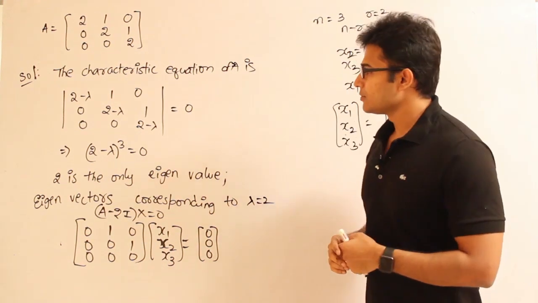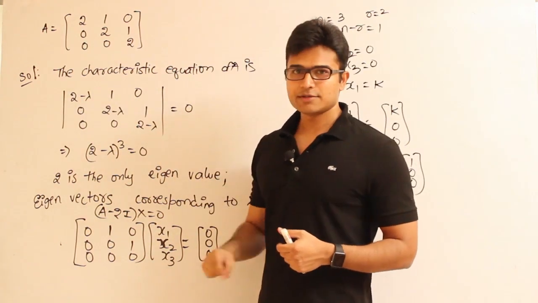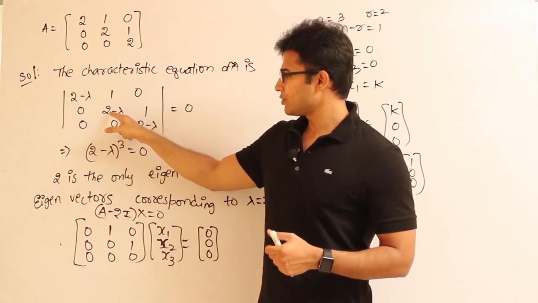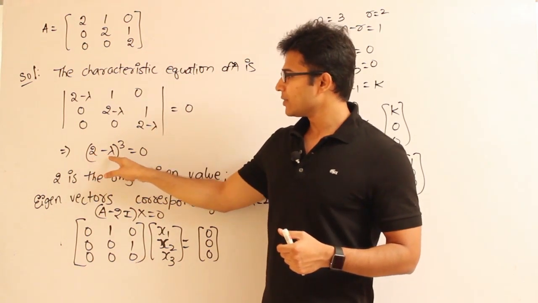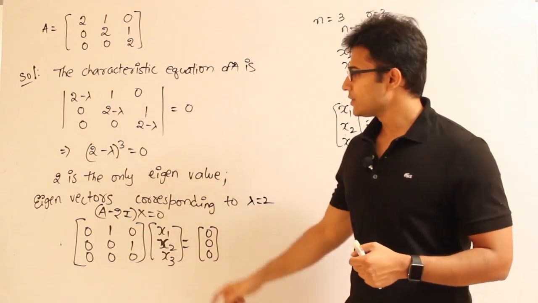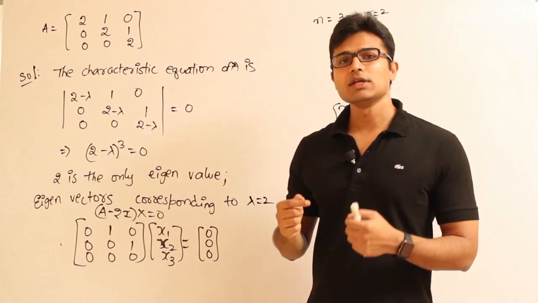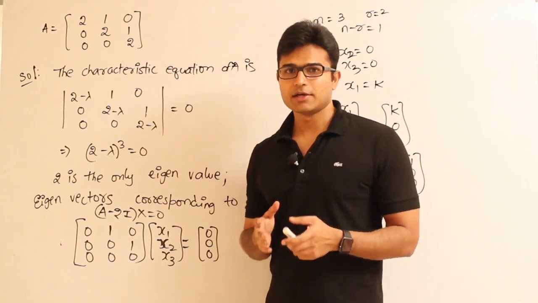determinant. So the determinant of any triangular matrix is nothing but the product of the diagonal elements. What are the diagonal elements? 2 minus lambda, 2 minus lambda, and 2 minus lambda. That is why the determinant is nothing but (2 minus lambda) whole cube, and that is equal to 0. Now from this equation we can see that the only value of lambda we can get is lambda equal to 2.